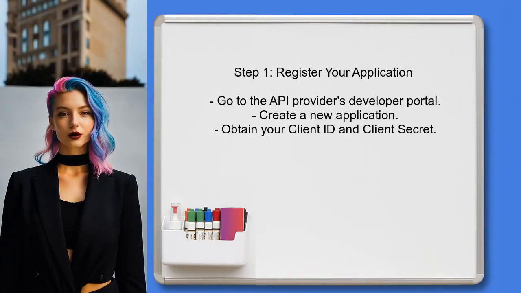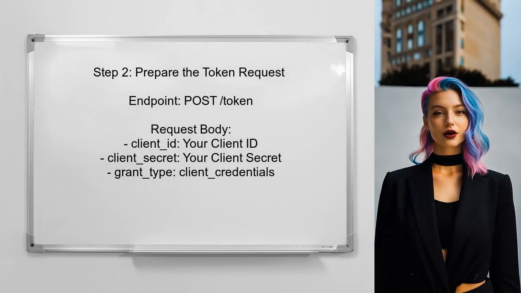To begin the process of authorizing without user interaction, the user needs to register their application with the API provider. This will generate a client ID and a client secret. Next, the user should prepare a request to the token endpoint. This request will include the client ID, client secret, and the grant type set to client credentials.